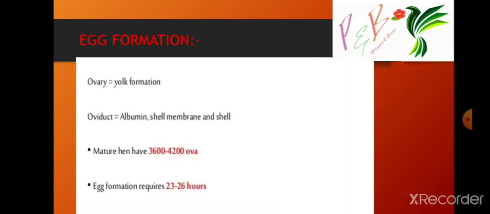This is about the egg structure and egg formation. In the ovary, the yolk will be formed. In the oviduct, the albumin and shell will be formed. This must be remembered. This is only the basics.